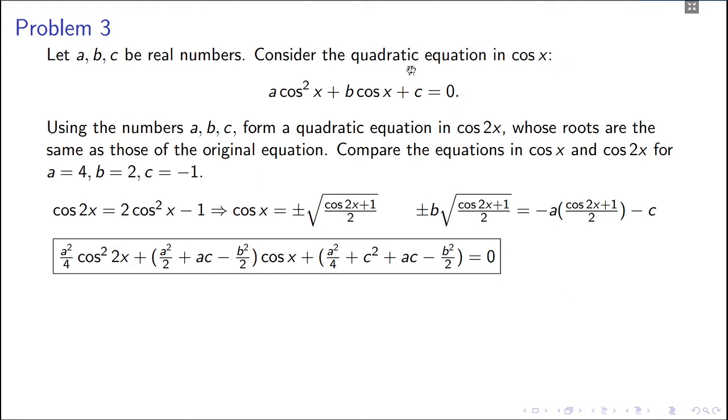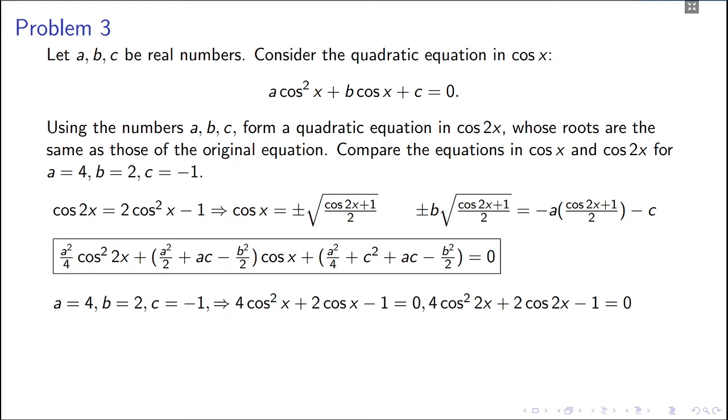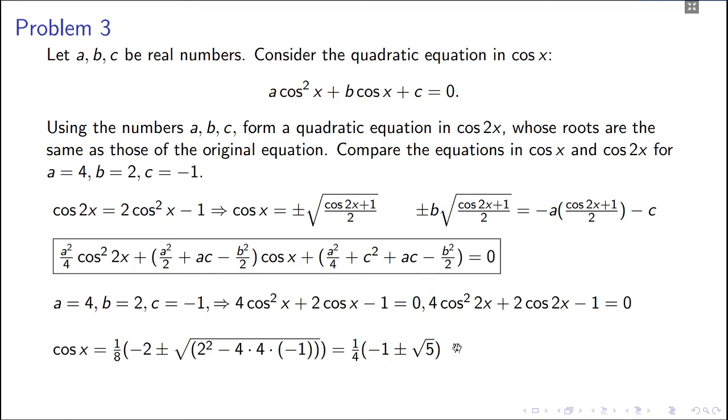And then it says compare the equation in cos x and cos 2x for a equal to 4, b equal to 2, c equal to -1. So then of course this becomes 4, 2, -1, and what you will see is that this also becomes 4, 2, and -1. So basically you have two equations with the same coefficients, one in cos x, one in cos 2x, and the roots are also the same. If you find cos x from here, it will become 1 by 4 times (-1 plus minus root 5). I think one of them is 72 degrees, I believe.